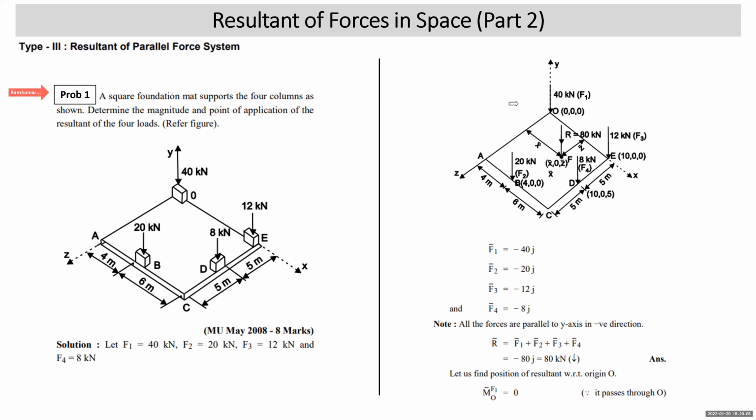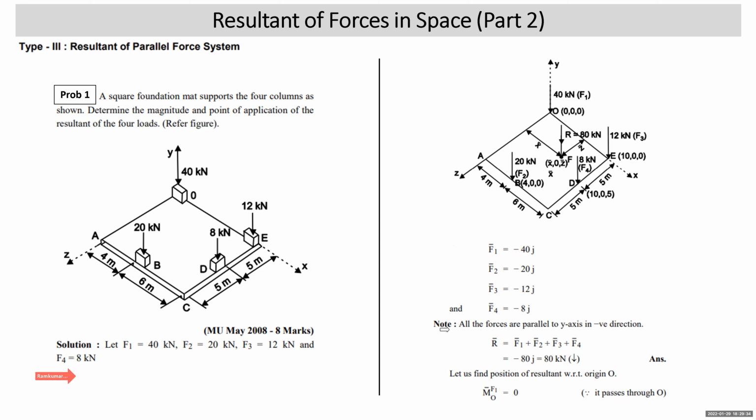We draw another diagram. The 40 kilonewton force is named F1, the 20 kilonewton force is named F2, the 12 kilonewton force is named F3, and the 8 kilonewton force is named F4. All 4 forces can be written in vectorial form, because they are parallel to the y-axis. F1 bar will be minus 40j, F2 bar minus 20j, F3 bar minus 12j, F4 bar minus 8j.